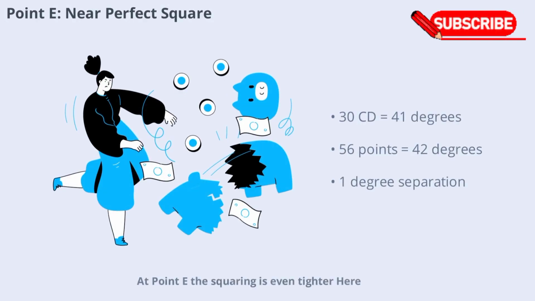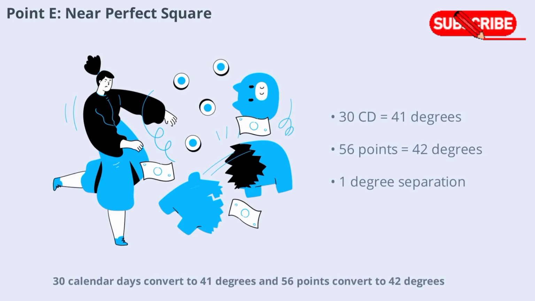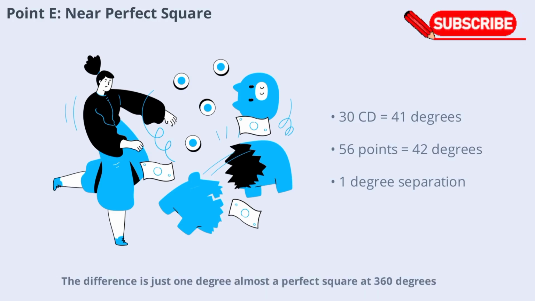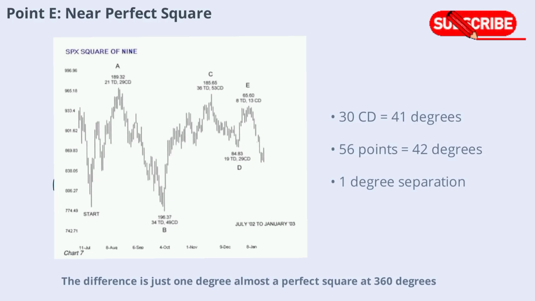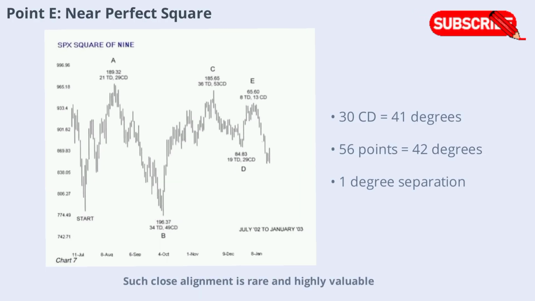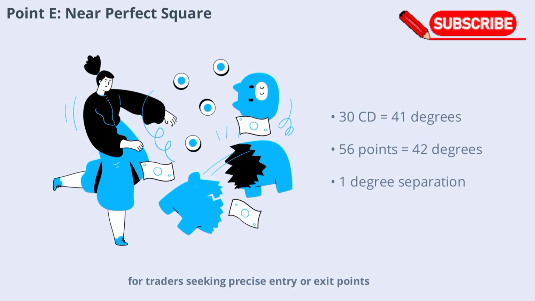At point E, the squaring is even tighter. Here, 30 calendar days convert to 41 degrees and 56 points convert to 42 degrees. The difference is just 1 degree, almost a perfect square at 360 degrees. Such close alignment is rare and highly valuable for traders seeking precise entry or exit points. It highlights the potential accuracy of the square of 9 when applied carefully.